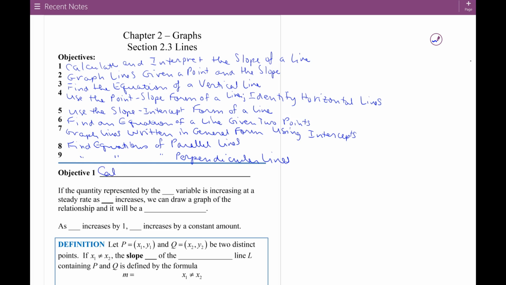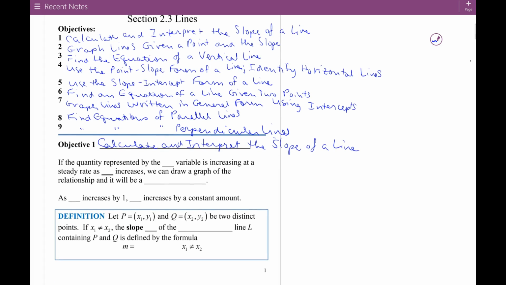Okay, so objective 1 is to calculate and interpret the slope of a line. If the quantity represented by the y variable is increasing at a steady rate as x increases, we can draw a graph of the relationship and it will be a straight line. Lots of things follow this sort of relationship. As x increases by 1, y increases by a constant amount. So this is the formal definition.